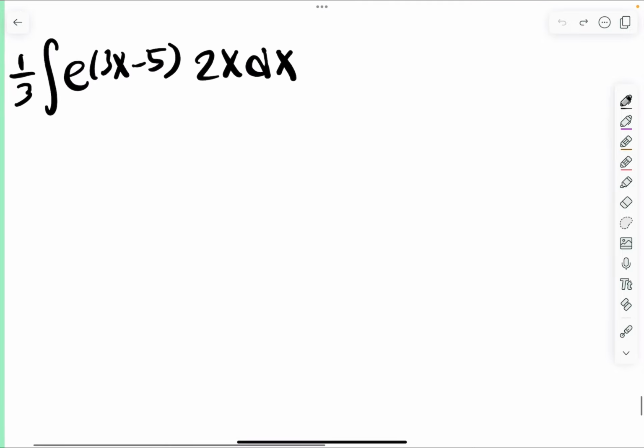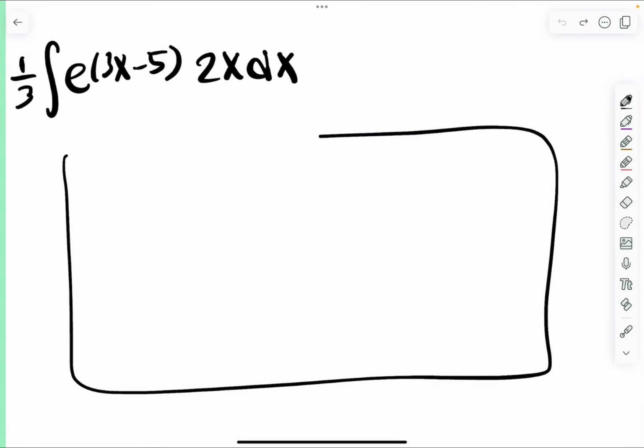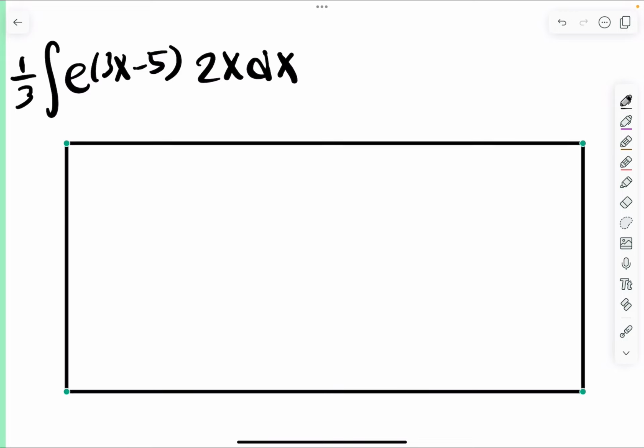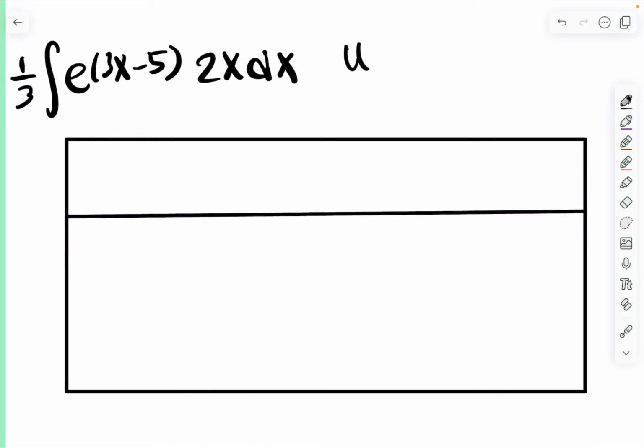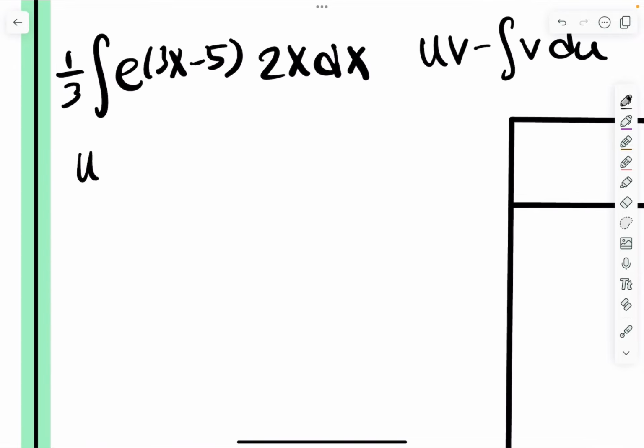So because I'm doing integration by parts, I'm going to draw a box and I'm going to split it into two, because for every integration by parts problem, we're doing two integrals. And then I write my formula, uv minus the integral of v du. I just made the box bigger, but the idea is we're going to say u, v, du, dv.